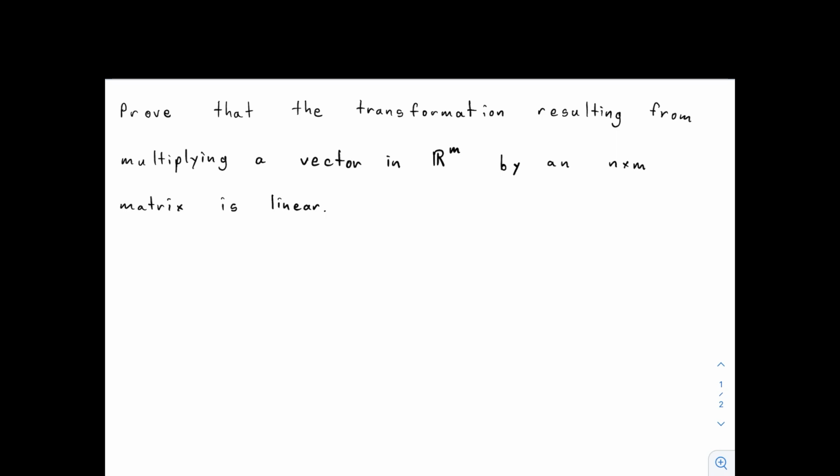Today, we are going to be addressing the following question. Prove that the transformation resulting from multiplying a vector in Rm by an n by m matrix is linear.